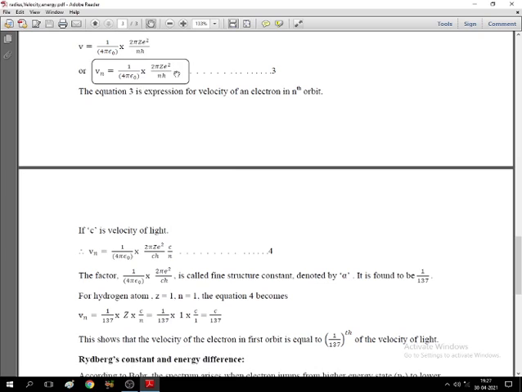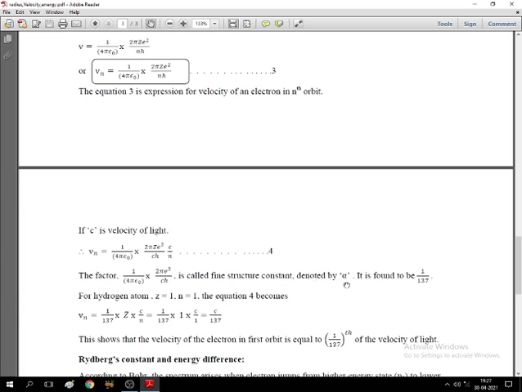Here, if we multiply this equation by c and divide by c, how can we write equation 3? Vn is equal to 1 upon 4 pi epsilon 0 into 2 pi z e square upon c h into c upon n. We have kept this term aside. Now this factor, 1 upon 4 pi epsilon 0 into 2 pi z e square upon c h, is called the fine structure constant.